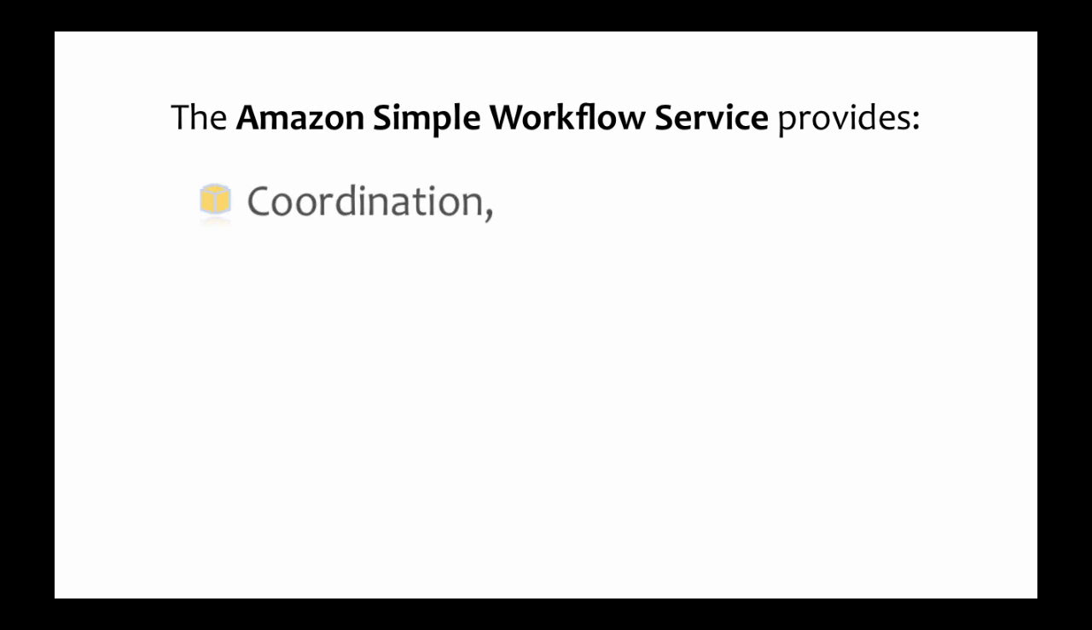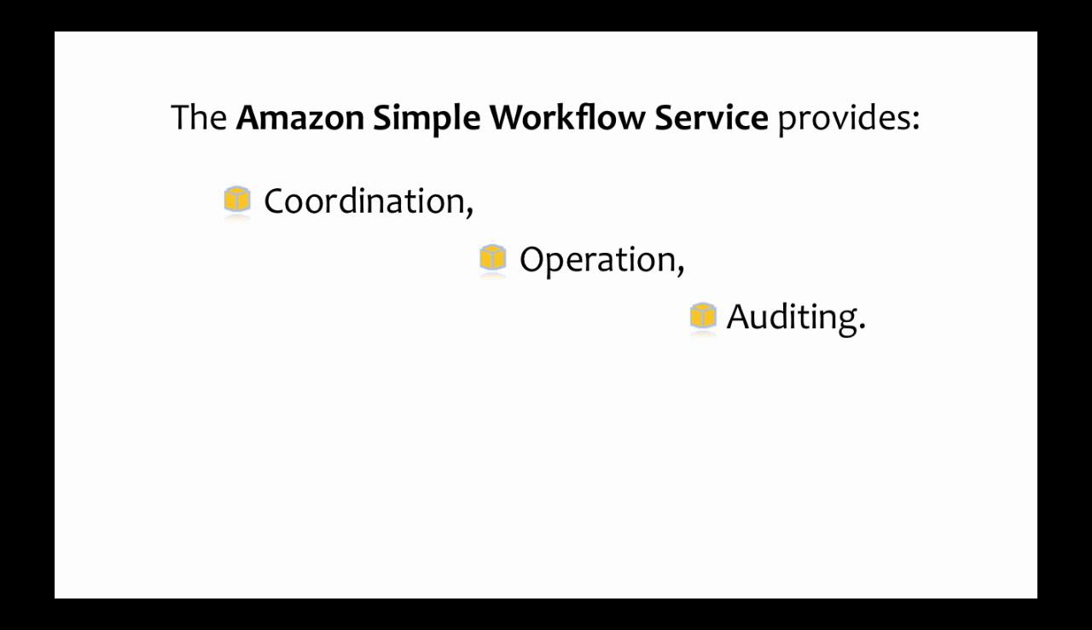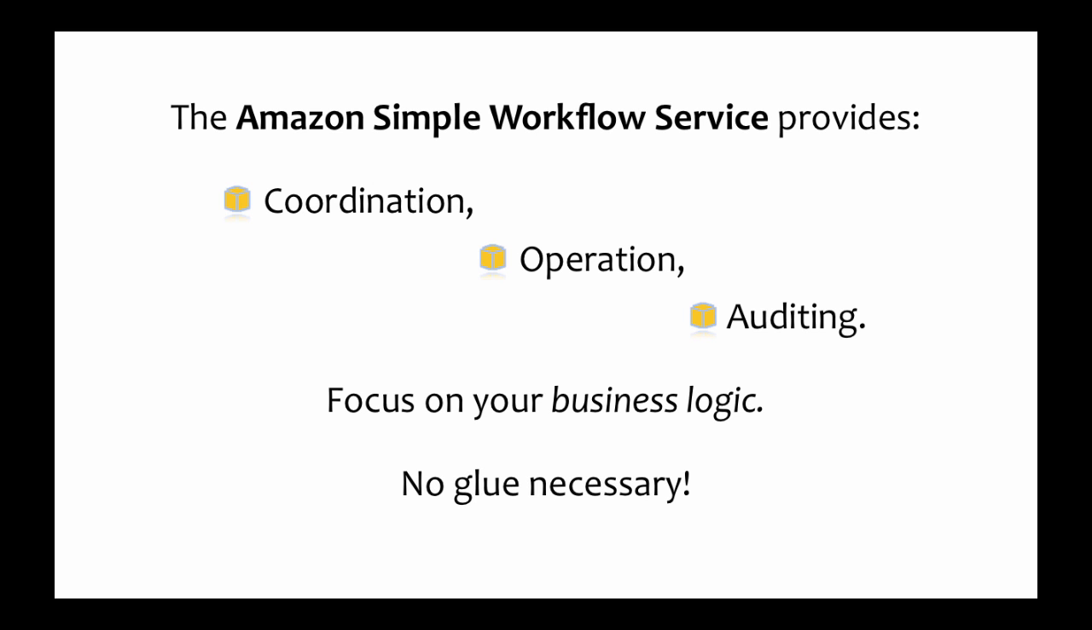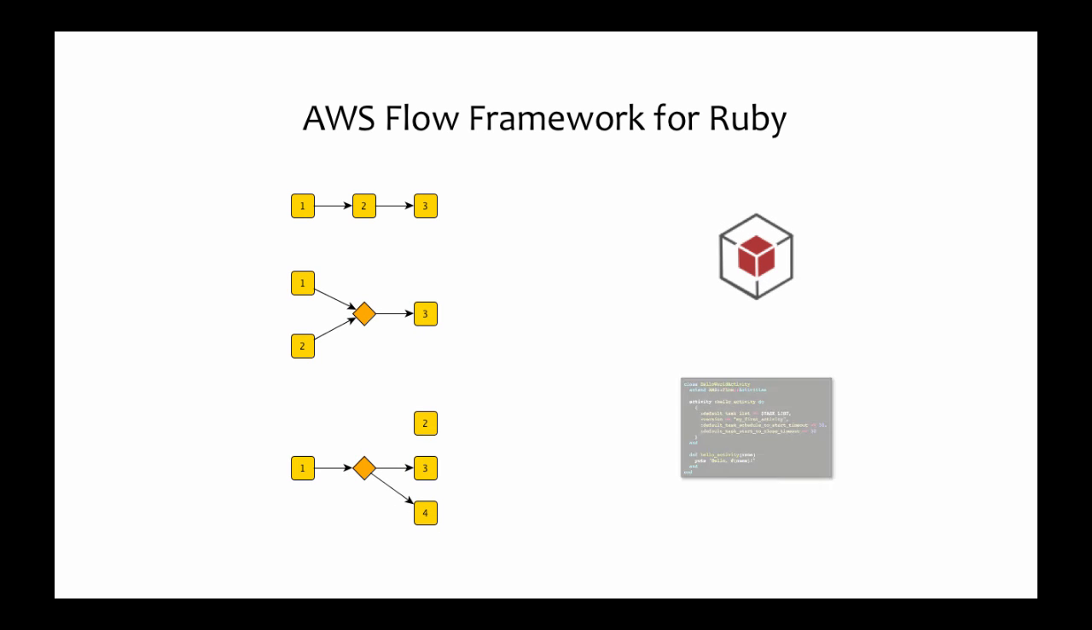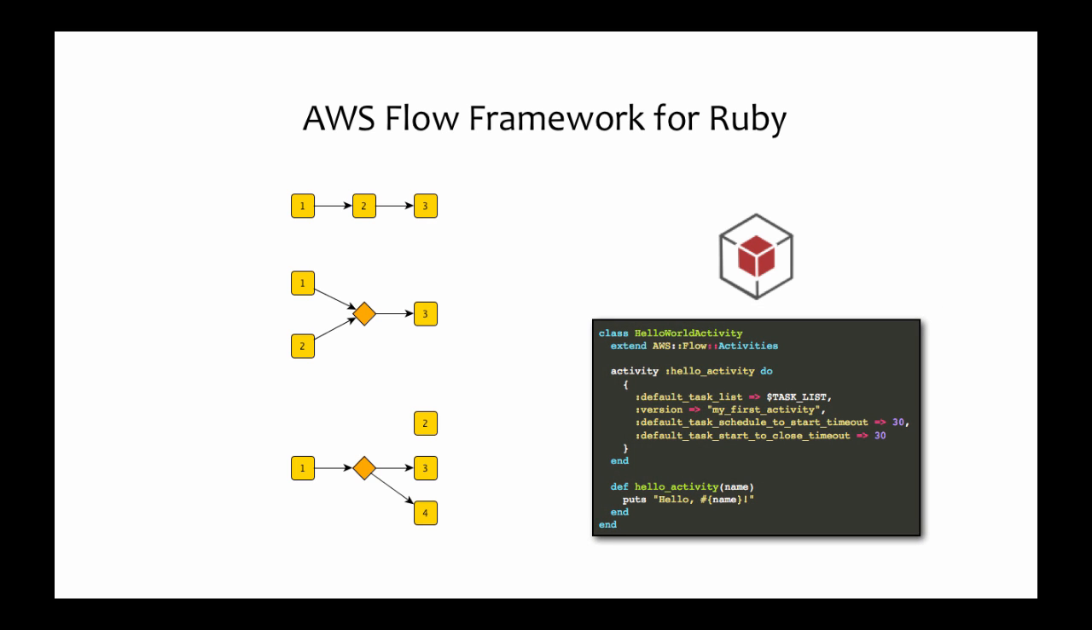SWF helps coordinate, operate, and audit work across multiple machines. This helps you focus on the business logic that makes your application unique and not on writing glue code and implementing state machines. The AWS Flow Framework for Ruby is a programming framework that frees you from writing the details of communicating with SWF and allows you to focus instead on the logic of your workflows. It follows many of the programming patterns used in the AWS Flow Framework for Java, but is designed uniquely for the Ruby programming language.